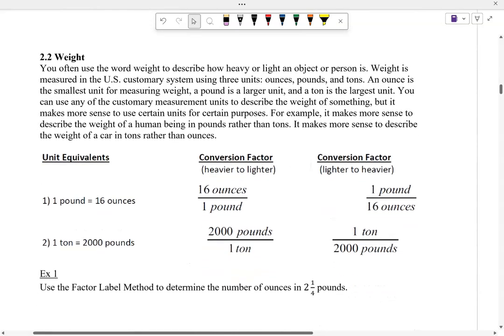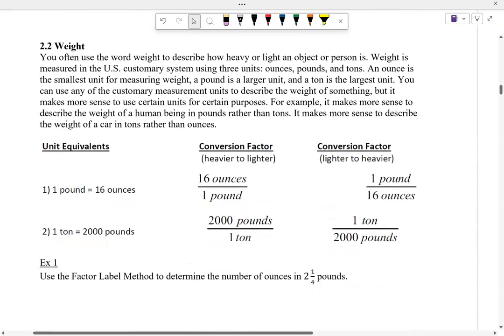Let's move into weight. So weight, how heavy or light a person is. I don't like to talk about that at my age. Just kidding. But let's get into some weights here.